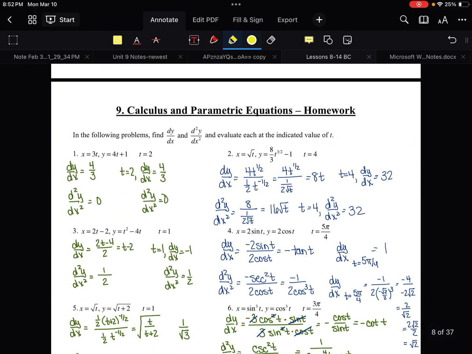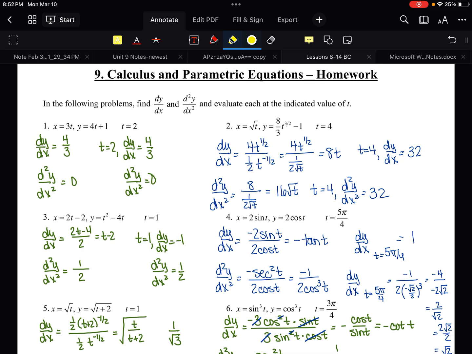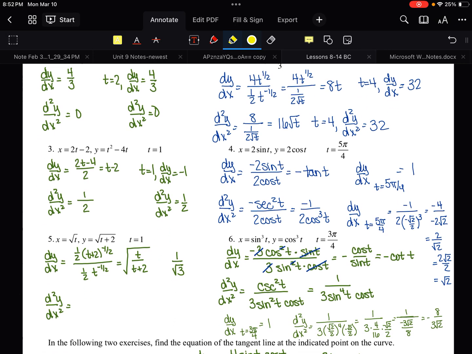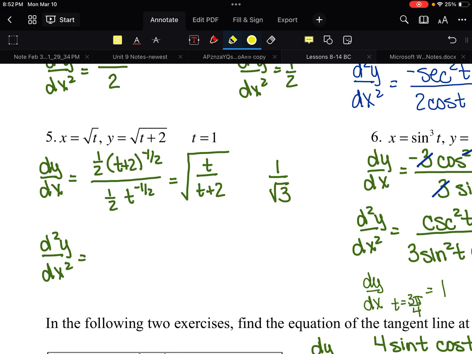So when you're looking at the homework, find the first derivative and the second derivative, and then evaluate at the given point. I think most of these are pretty straightforward. I'm looking for one that would be kind of tricky. This one might have some algebra in it you have to be careful with.